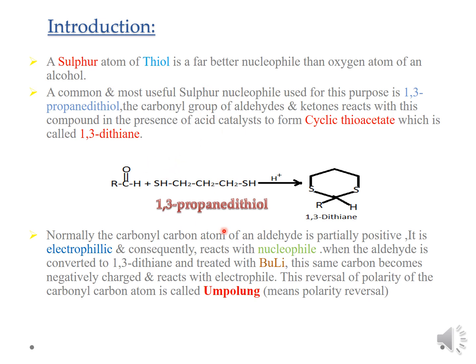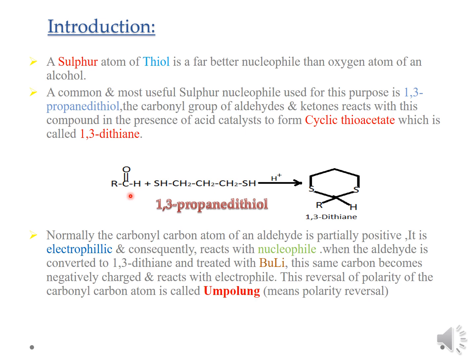And how this can be prepared is, we take either an aldehyde or a ketone. When an aldehyde or ketone is treated with 1,3-propane dithiol upon acid catalyst, upon acidification 1,3-dithiane is obtained. Normally the carbonyl carbon of an aldehyde is an electrophilic carbon, with a partial positive charge, which is electrophilic in nature.